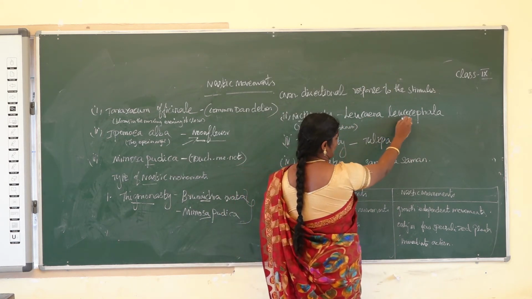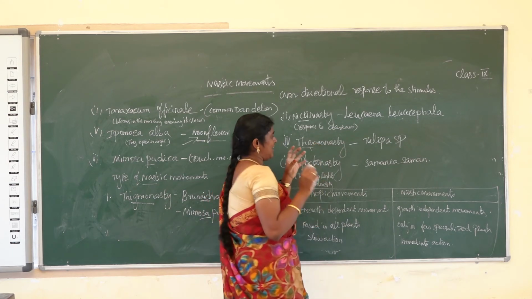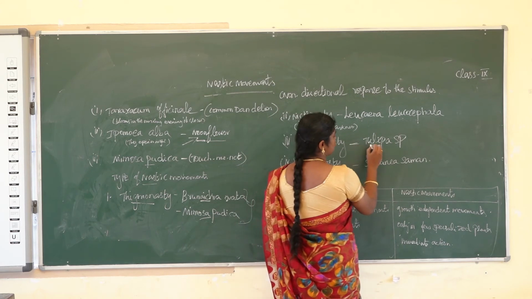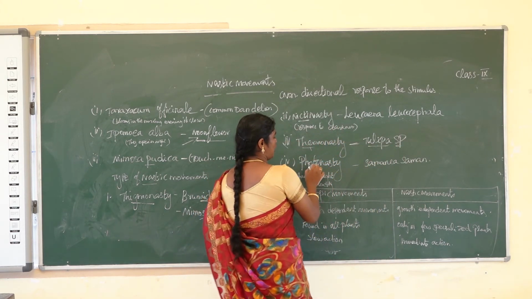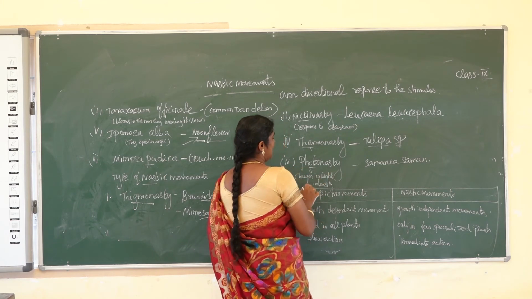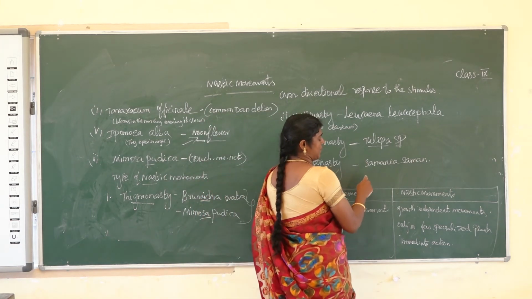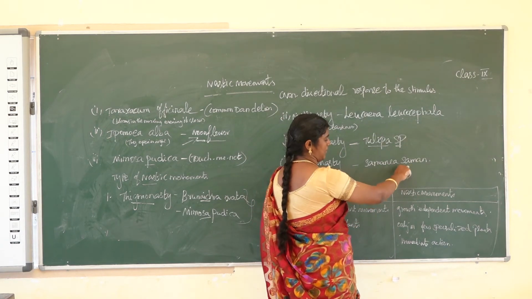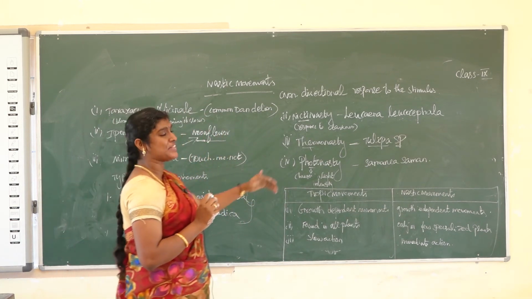Leucaena leucocephala. Next one, thermonastic, which means response to temperature. Example, Tulipa species. Next one, photonastic, which means response to changes in light intensity. The plant example is Samanea saman.